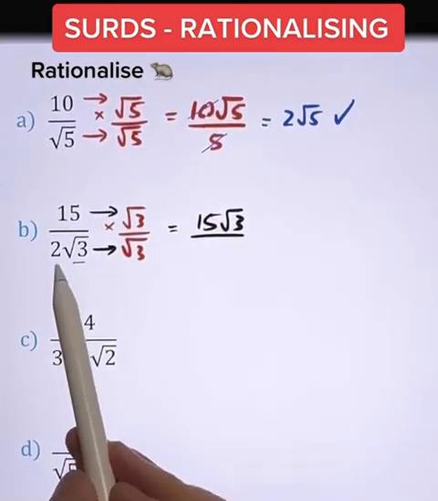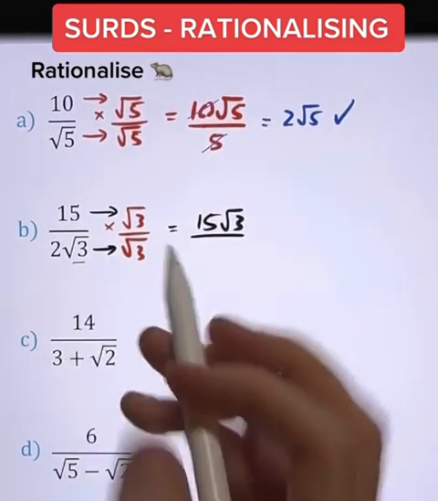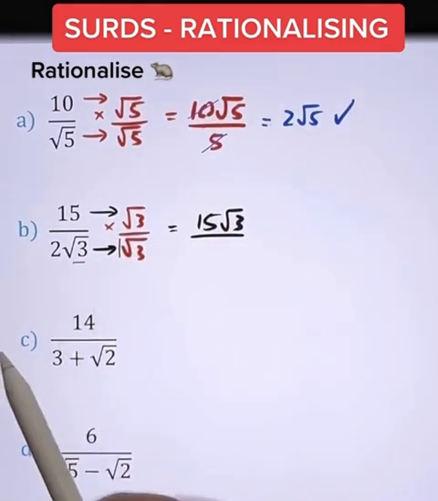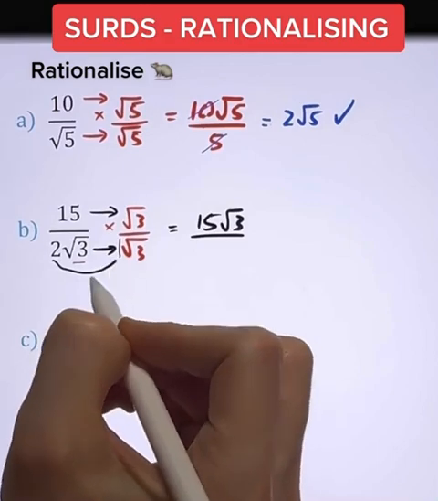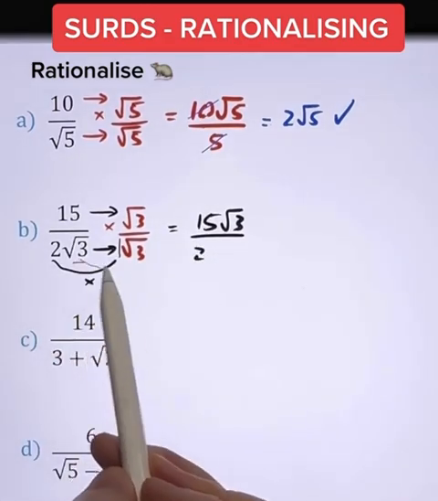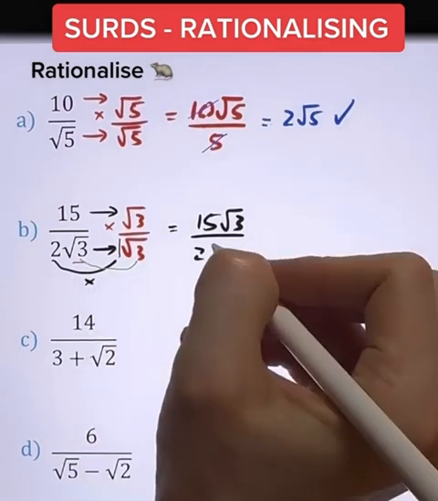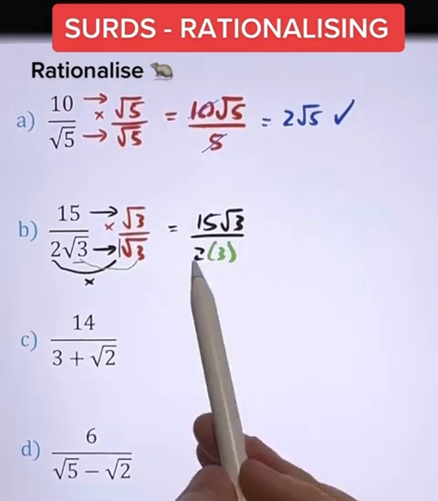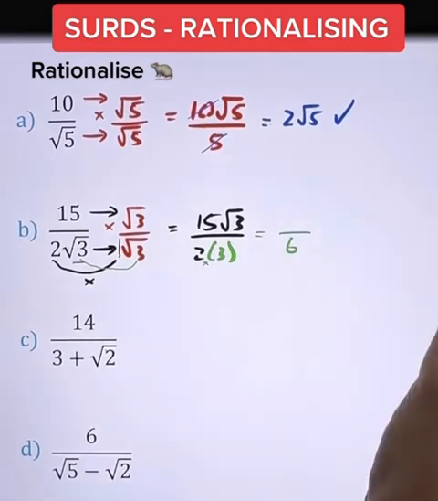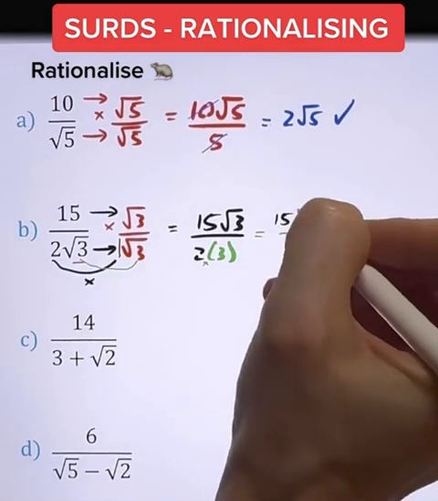On the bottom, when timesing surds, if there's no number outside a root, we know the number is 1. We multiply the numbers outside and numbers inside separately. Numbers on the outside are 2 times 1, which will give us 2. And we should recognise that when multiplying a root by itself, root 3 times root 3 is simply 3. And then we know that 2 times 3 on the bottom therefore gives us 6. And on the top, I still have 15 lots of root 3.